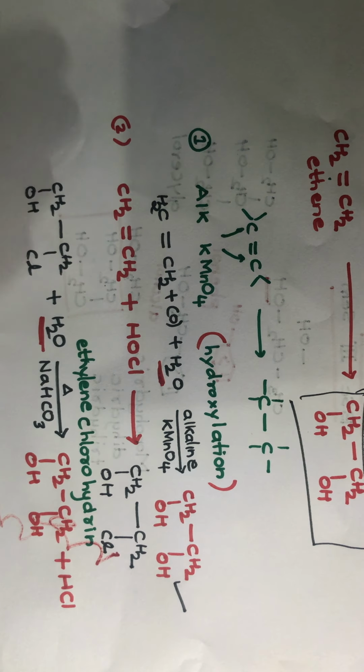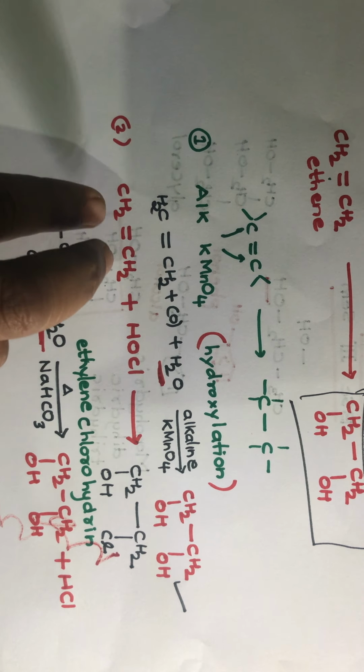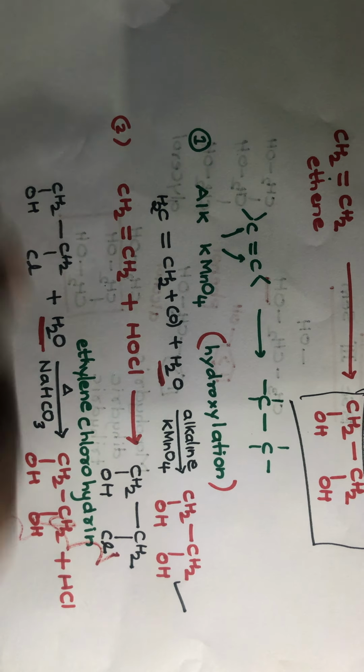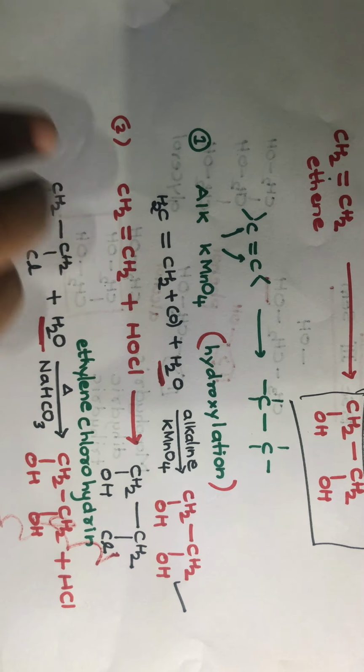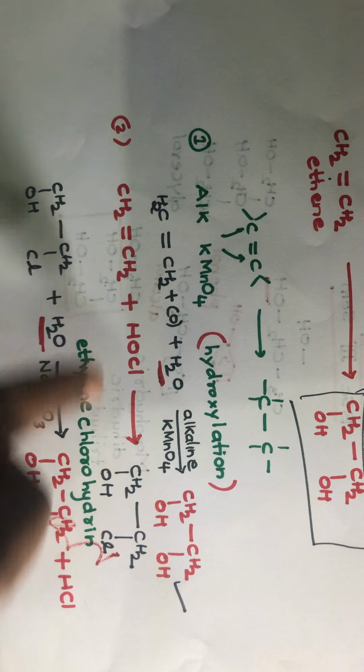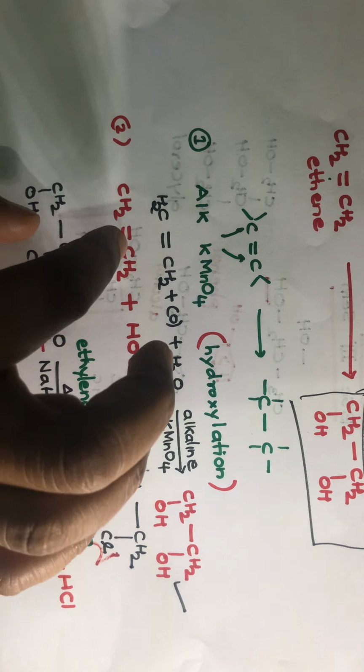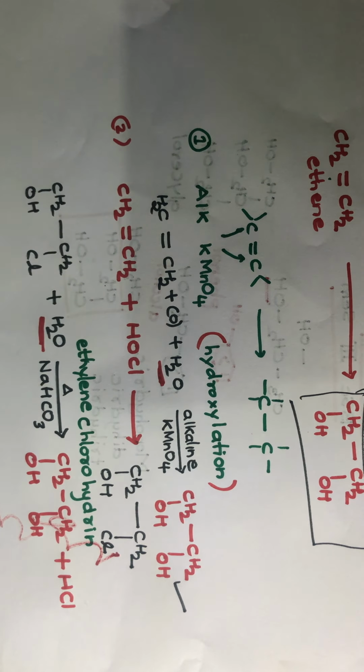So here, in this reaction, we have added 2 OH groups in one step only, hydroxylation using alkaline KMnO4. Here we have added 1 OH group in one step and the second OH group in the second step. So this is a two-step reaction, whereas this is a one-step reaction. In both reactions we have obtained ethylene glycol. So this is how ethylene glycol is prepared.